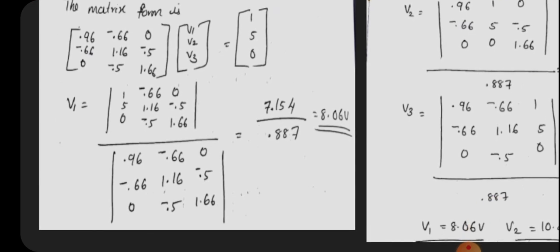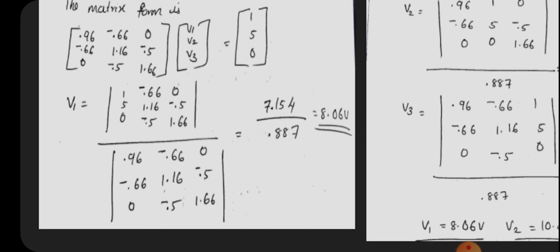By using Cramer's rule, we can find out V1, V2, V3. For writing V1, we have to take the ratio of two determinants. In the numerator determinant we change the first column to 150, and keep all other entries the same. For the denominator we take the determinant of the original matrix. So we got the value 7.154 divided by 0.887, that is equal to 8.06 volt.